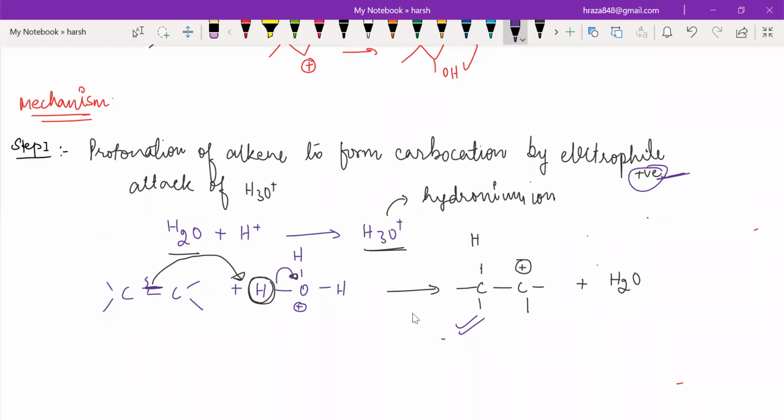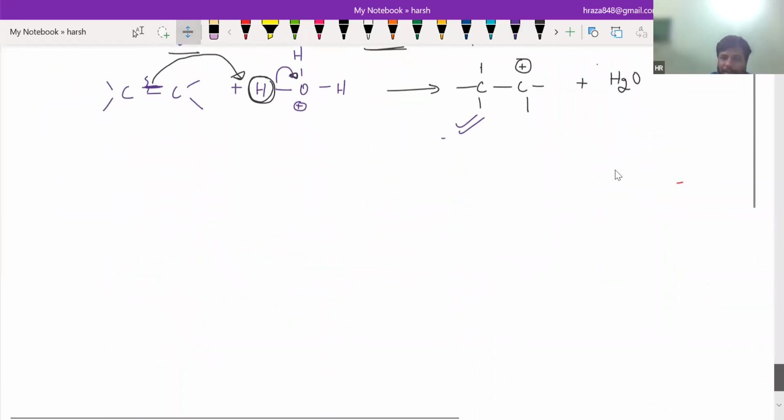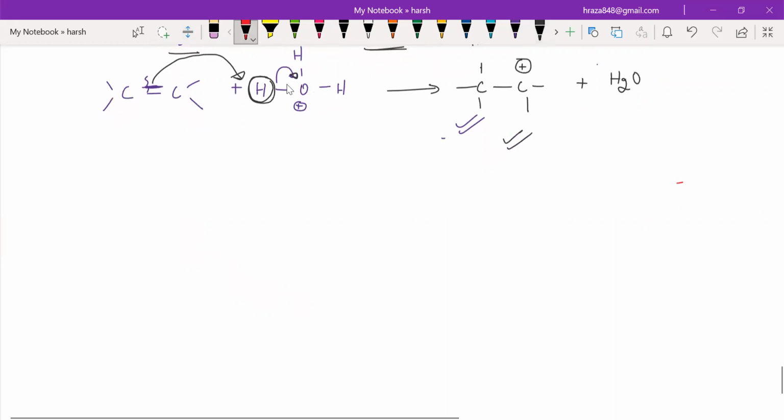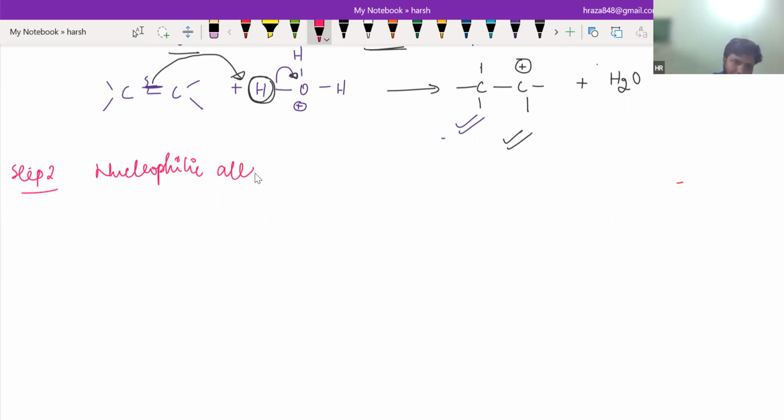Done, sir. Very good. Now in this second step there will be nucleophilic attack. Since you can see this is a carbocation, that means it is an electron poor or electron deficient species. In step 2 you can see the nucleophilic attack of water on the carbocation. There will be nucleophilic attack of water on carbocation.